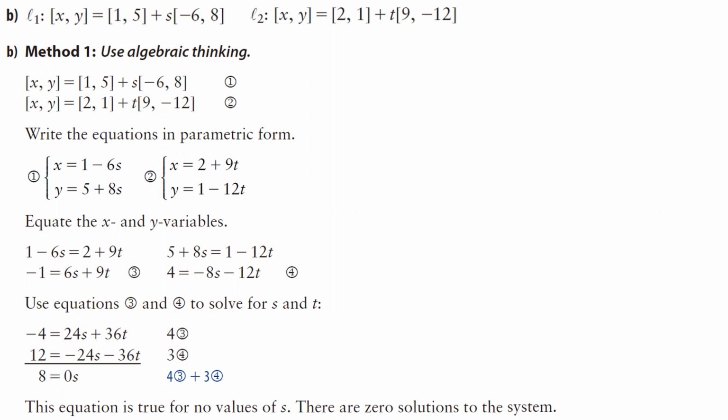x equals 1 minus 6s, y equals 5 plus 8s. The second equation can be written as x equals 2 plus 9t and y equals 1 minus 12t. So equating the x and y variables gives us equations numbers 3 and 4. So we can use equations number 3 and 4 to solve for s and t.